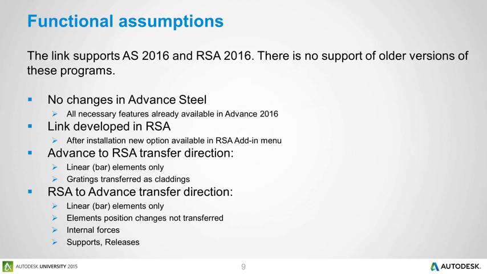The functional assumptions we made are: the link supports only Advanced Steel and Robot 2016 versions. There is no support of older versions of these programs. The link design was based on the principle of making no changes in Advanced Steel, and only already existing functionalities of Advanced Steel were to be used. For the Advanced to Robot transfer direction, the link supports linear bar elements and gratings, which are transferred as claddings for load distribution. For the Robot to Advanced transfer direction, we support linear elements, internal forces, and attributes such as supports or releases.